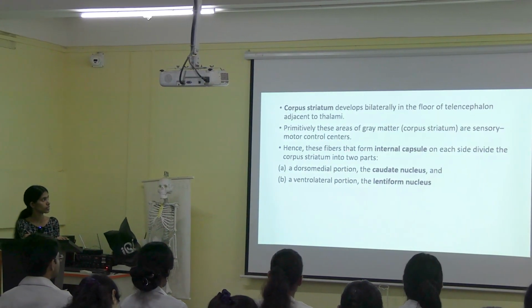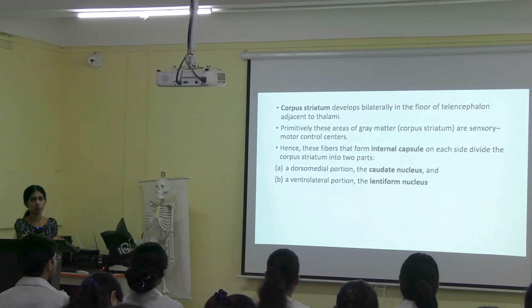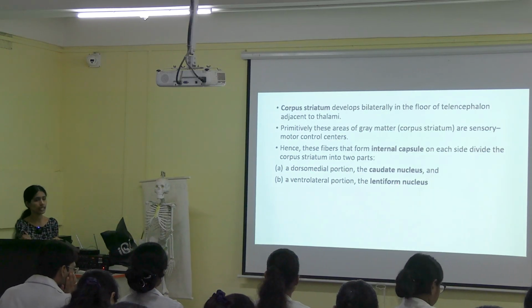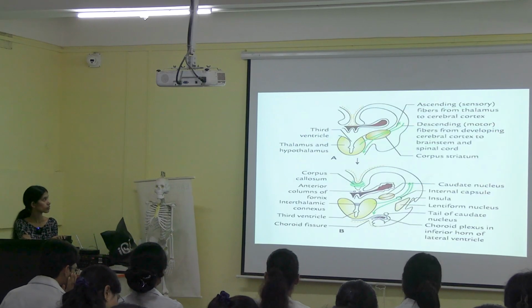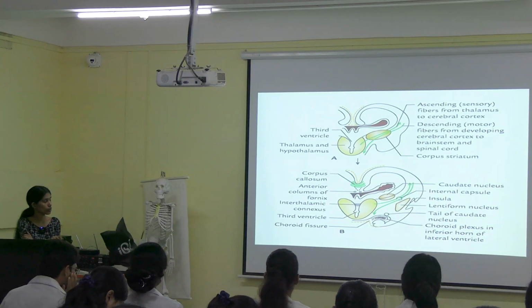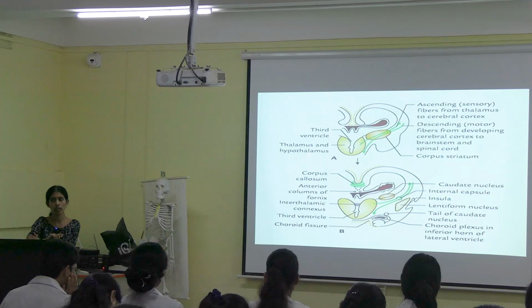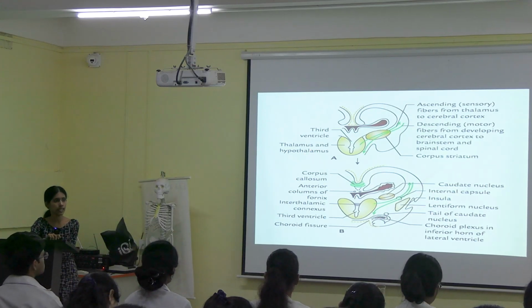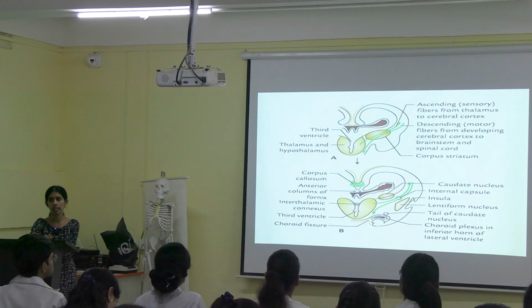Hence, these fibers that form the internal capsule on each side divide the corpus striatum into two parts, that is the caudate nucleus, which can be seen in the dorsomedial portion, and the lentiform nucleus, which can be seen in the ventrolateral portion. Okay. This is the structure that I have explained. You can follow the textbook pictures also. If you find it difficult, you can follow the diagrams which I have shown. Okay. Any doubts in the development of forebrain?